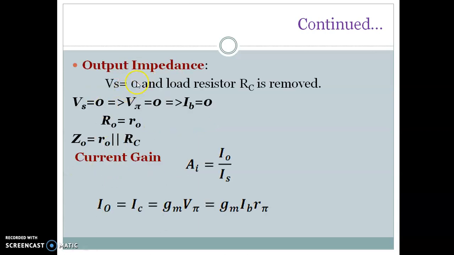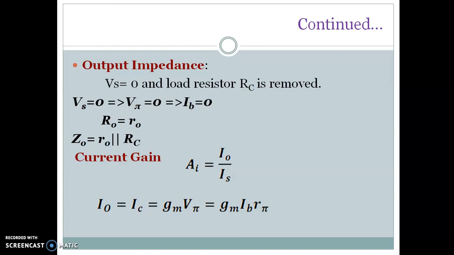Next, output impedance. To get your output impedance, we have to set your input voltage to 0 and the load resistor is to be removed. So when Vs is equal to 0, V pi is equal to 0, and IB is equal to 0. So therefore, it appears like an open circuit condition. When V pi is equal to 0, IB is equal to 0, HFE IB will be 0. So the only impedance that is left from the output side is R0. So when RC is included, then Z0 will be equal to R0 parallel RC.